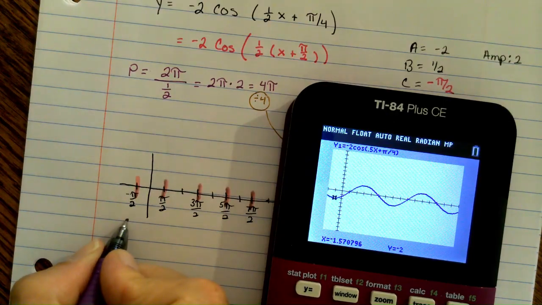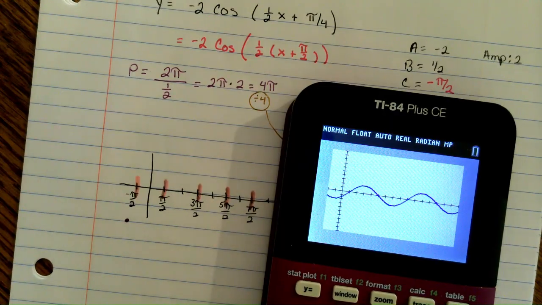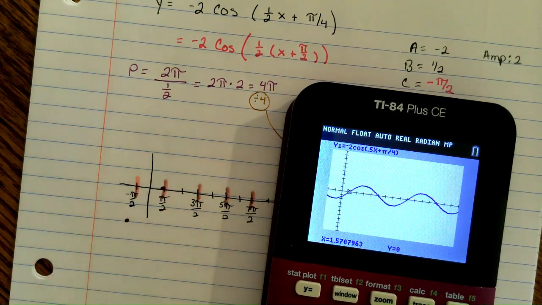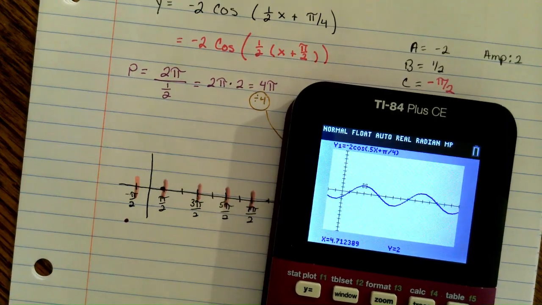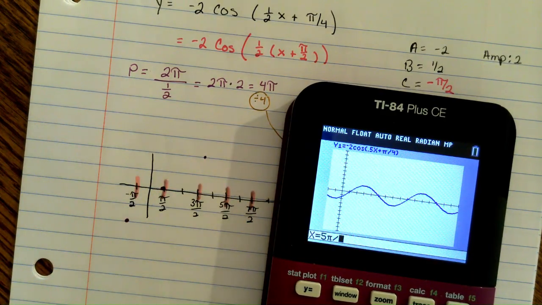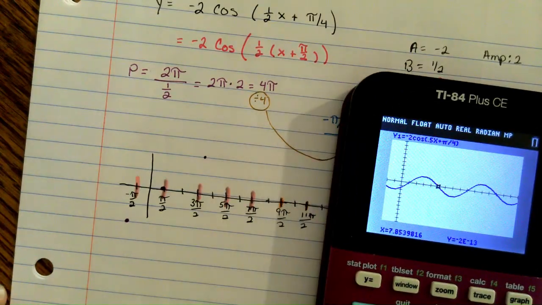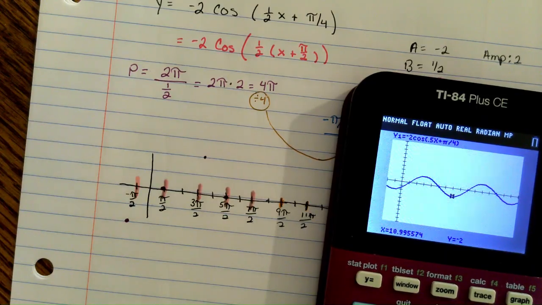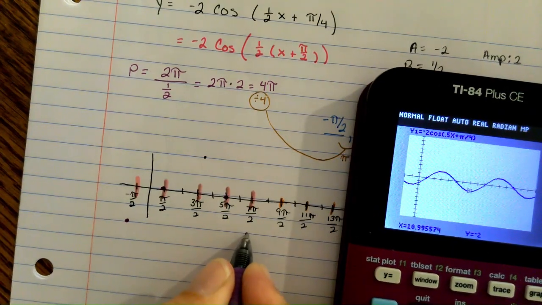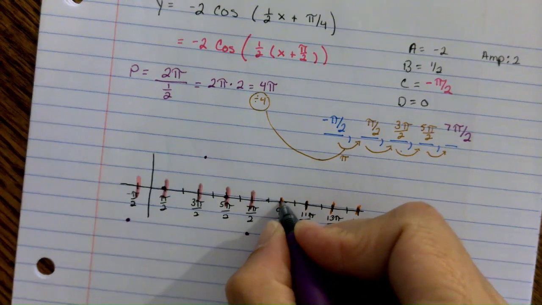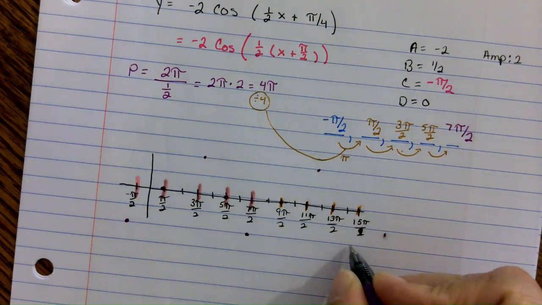So negative pi over 2 was right here. Our next key value was pi over 2. That was at 0. 3 pi over 2 was at 2. 5 pi over 2. Oh, back to 0. Big surprise, right? 7 pi over 2. Oh, back to -2. Do we need to keep calculating or do we have this? Hopefully we have it. Because if we're here, we're back to 0, then up to 2, back to 0, down 2.